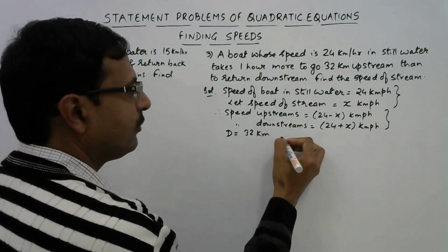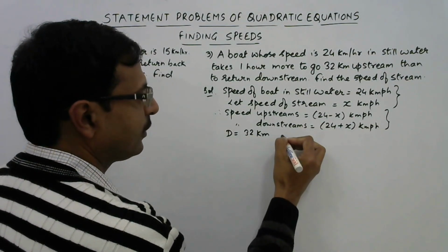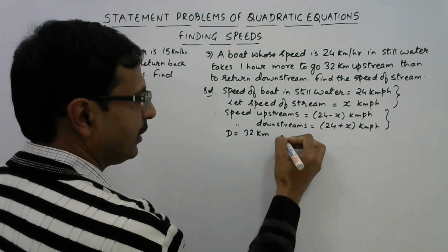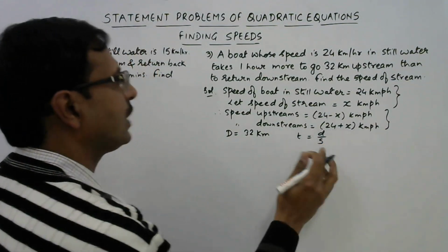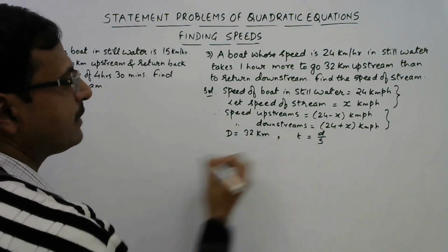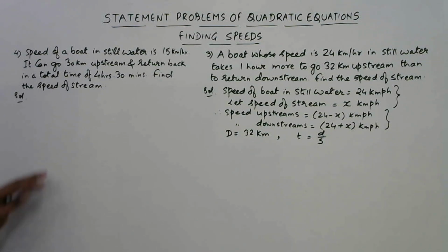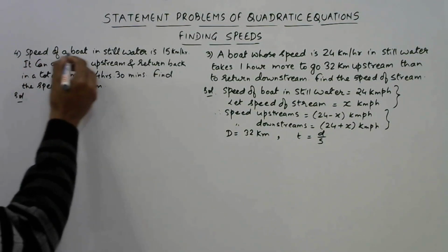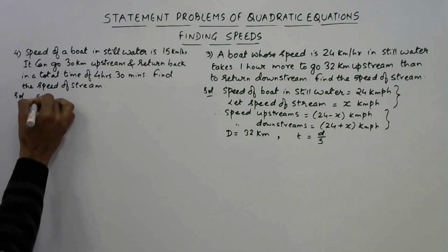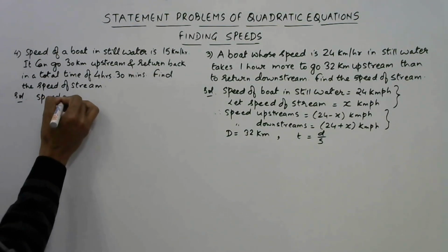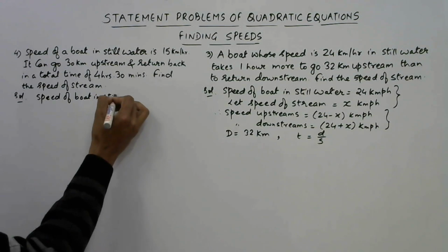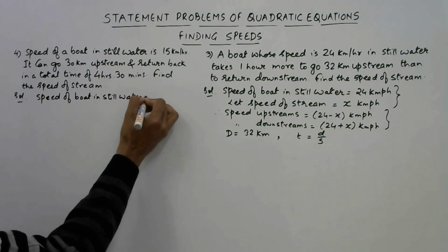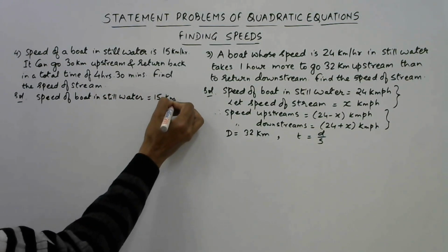So again we need to use the formula for time. Time is distance upon speed. So I'll be using this formula. Time is distance upon speed. I'll write the similar data for this question also. See, speed of boat in still water is 15 km per hour. So I'll write the same statement. Speed of boat in still water is 15 km per hour.